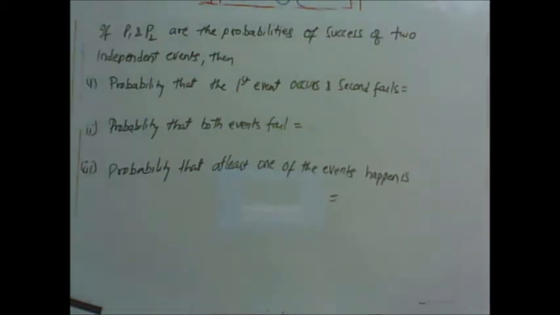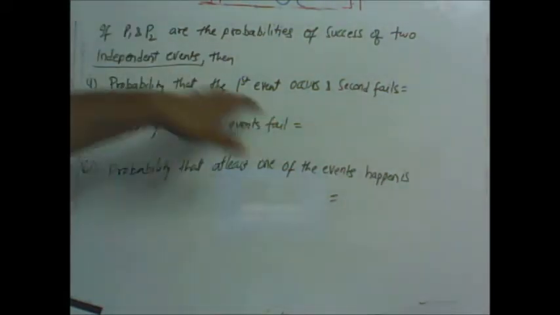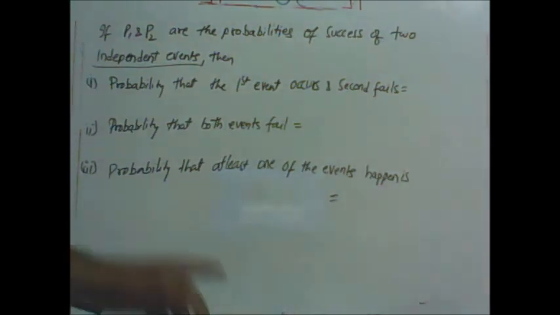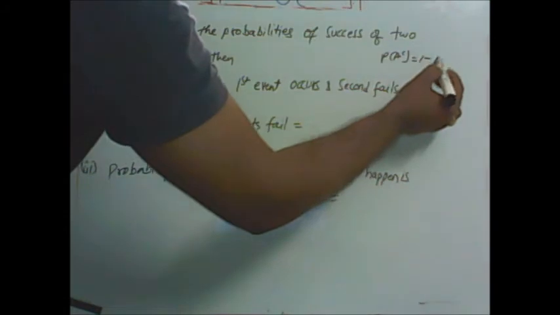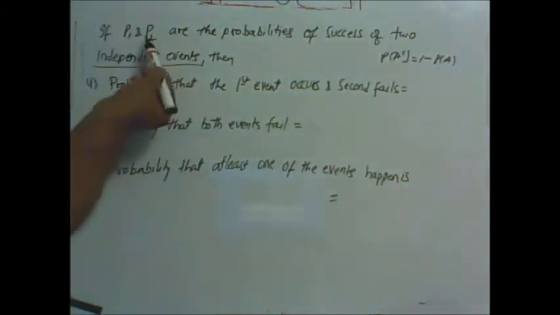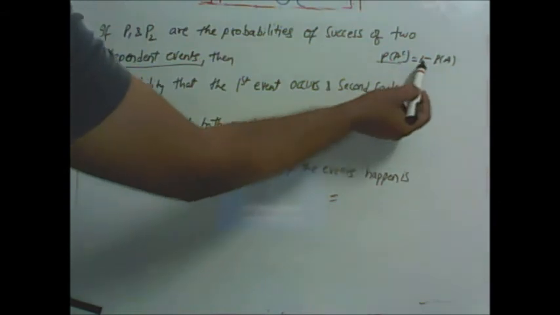Now, a few corollaries or conclusions from the earlier concepts. Suppose P1 and P2 are the probabilities of success of two independent events. Note that I have mentioned independent events. Then the probability that the first event occurs and the second event fails: the first event's occurrence is P1, as we know. The second event failing means its complement. In the complement law we have mentioned that the probability of A complement is 1 minus the probability of A's success. Now the success is P2, so its failure probability is 1 minus P2.